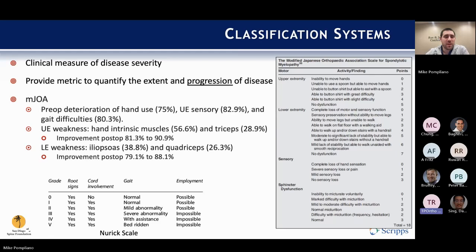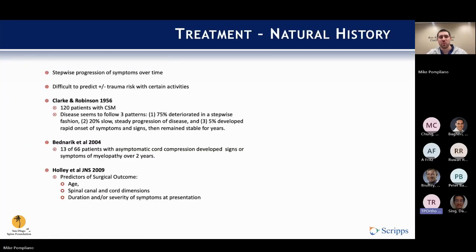One of the studies that originally looked at the MJOA showed a pre-op deterioration in use of both their hands, upper extremity, and gait. And then they saw weakness in the intrinsic muscles as well as triceps, which improved postoperatively, in addition to the iliopsoas and quadriceps, which improved postoperatively as well. Typically, mild disease is considered greater than 15 on the MJOA, moderate is 12 to 14, and then severe is an MJOA of less than 12.